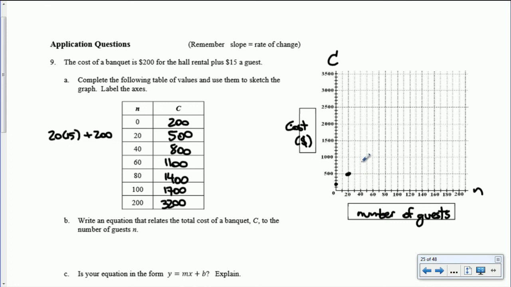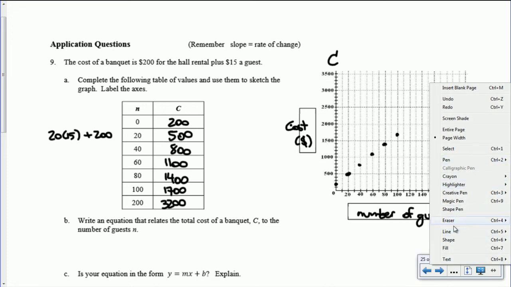40 guests is 800, so about there. 60 is at 1100, so there. 80 is, we're at 1400, so about there. Did I? Oh, I botched the 60. Let's try that again. 60 and what was it? 1100. Okay, there we go. 100 guests were at 1700, about there, and 200, 3200 is all the way up there.